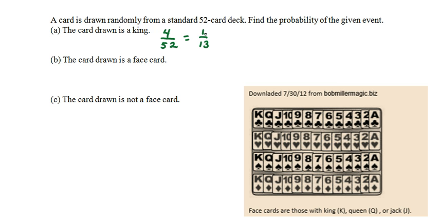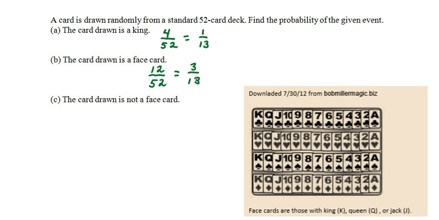Part B, the card drawn is a face card. The face cards are Jack, Queen, and King. So there are 3 face cards in each suit, a total of 12 face cards in the deck, reducing to 3 over 13 because there's 3 face cards in each suit.